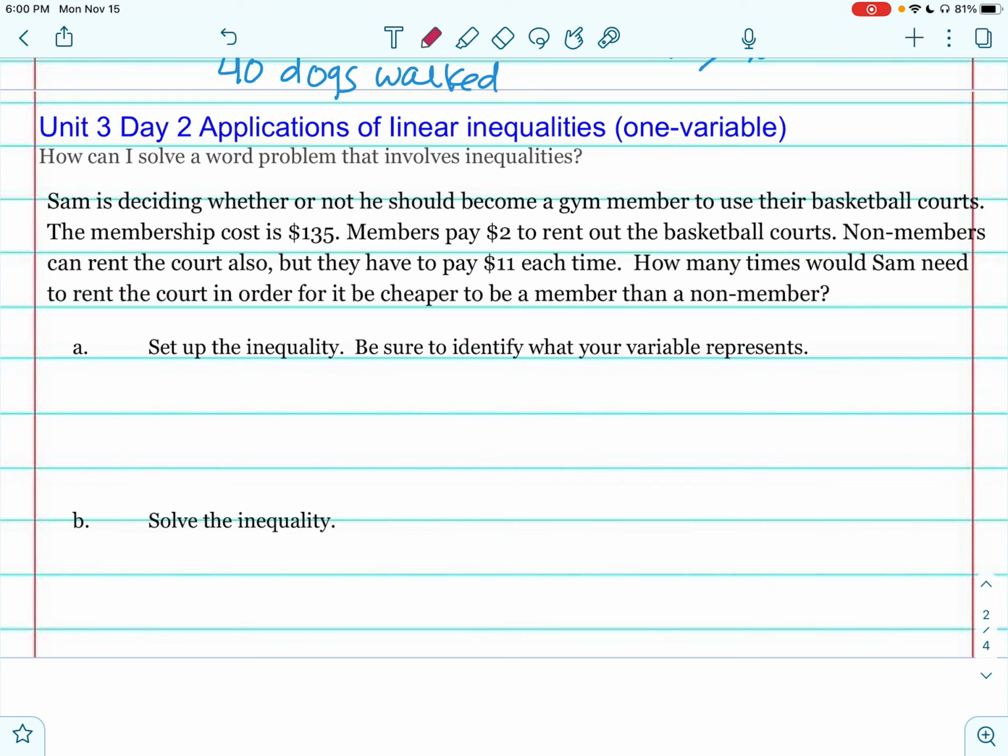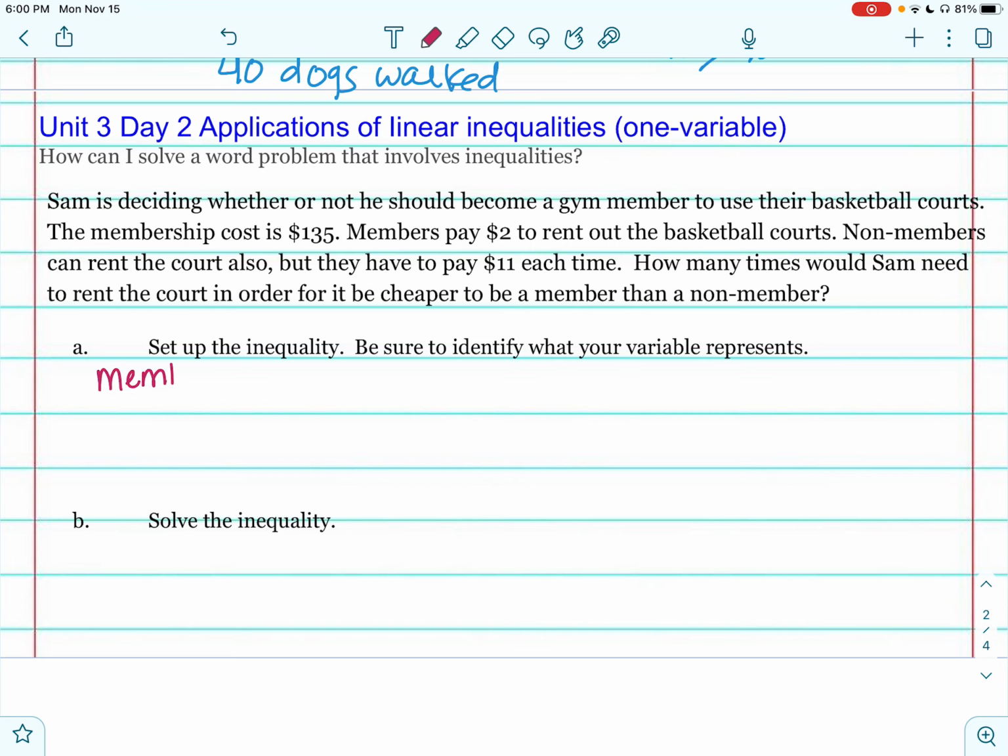All right, so Sam is deciding on whether or not he should become a member of a gym just to use their basketball courts. Okay, the membership cost is $135. Members pay $2 to rent out the basketball courts. Non-members can also rent the court, but they have to pay $11 each time. How many times would Sam need to rent the court in order for it to be cheaper to be a member than a non-member? So I don't have 2 people this time, so it seems a little weird, right?